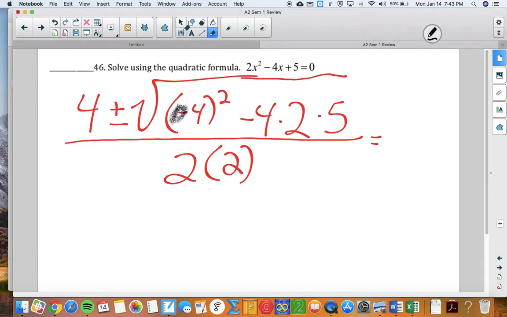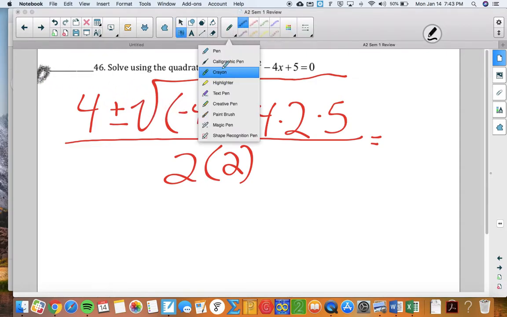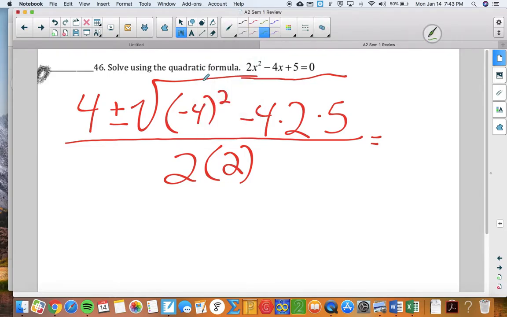So we get 16. Here, I'll show a little work, although we can really just punch this into the calculator. This is 16. This is negative 40. So you get 4 plus or minus the square root of negative 40 over 4.